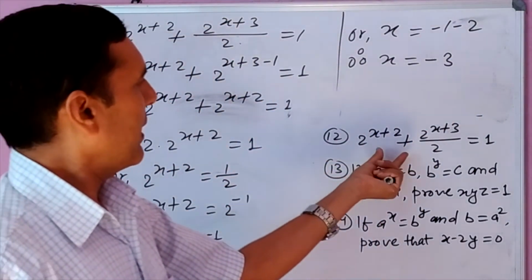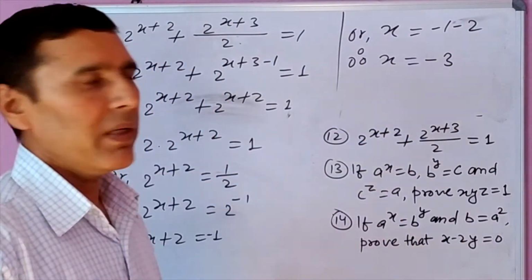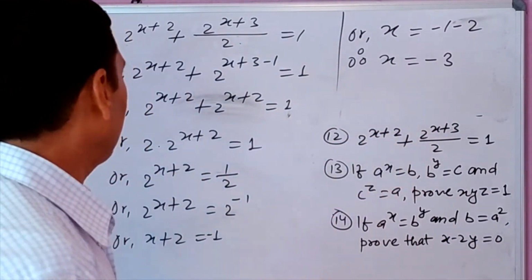So we can solve this question number 12 by bringing this 2 directly up, because we have the same base in the numerator and denominator of the second term.